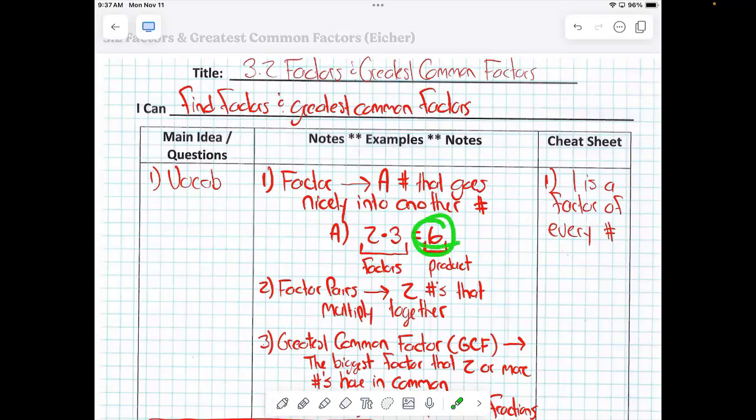So we have 2 times 3 equals 6. The 6 is a what again? The answer to a multiplication problem is a product, right? The two numbers that we multiply are technically called the factors. Does 3 go nicely into 6? How many times? Does 2 go nicely into 6? How many times? 3. So these two numbers, our pairs, would be factor pairs for 6, right?